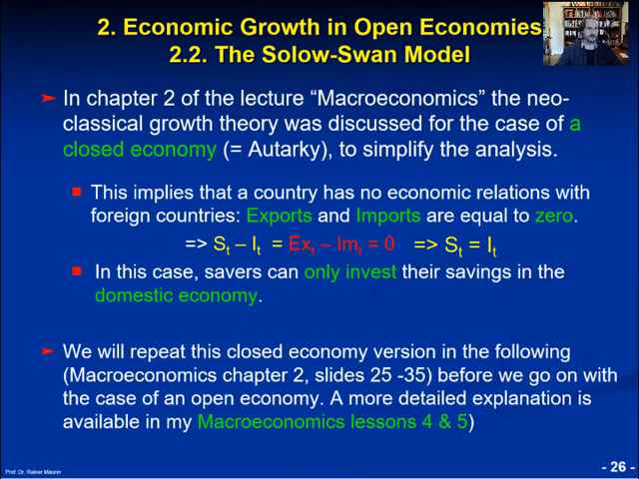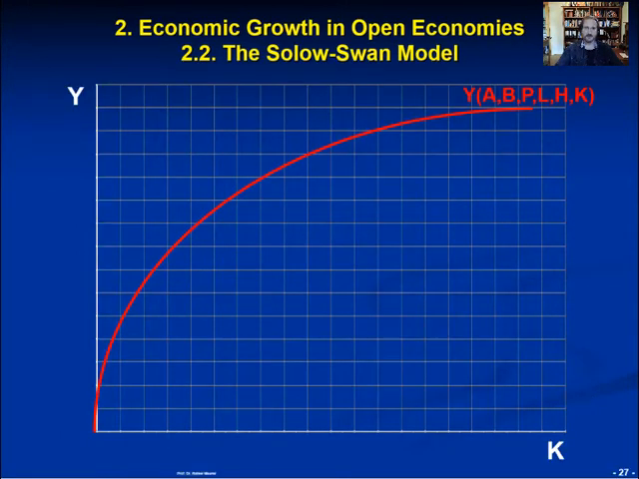We will repeat this closed economy version of the neoclassical growth theory in the following, before we go on with the case of an open economy. A more detailed explanation is available in my macroeconomics lessons number 4 and 5. The Solow-Swan model is the textbook version of the neoclassical growth theory. The neoclassical growth theory has been empirically tested quite often and is well known for describing the data quite well.